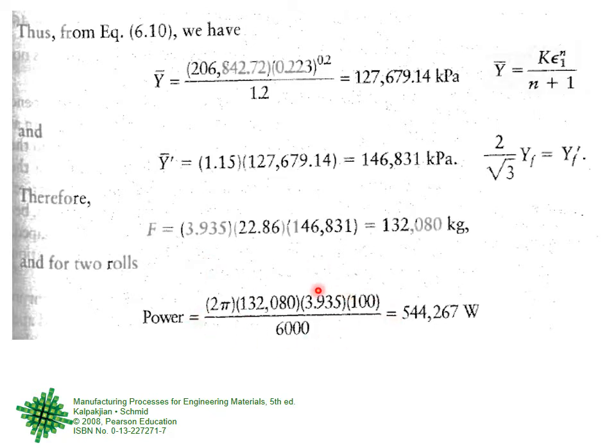The only thing different, if you notice, is the factor of 2, because that was power per roll. Right? So power for 2 rolls, because 2 rolls are required. So power per roll you have multiplied by 2 and you get the total power. And right, so it is 544.267 kilowatt or 554.267 watt and so on. So this is your answer of the whole problem.